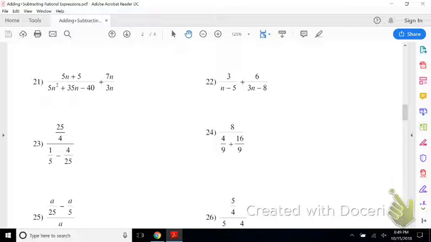Okay, so finally let's look at number 21 here. So again, we're adding and subtracting fractions. We got to go find that least common denominator. But remember, you have to factor out the denominators in order to find it. So the first denominator here, I can common factor out of 5, which leaves me with n squared plus 7n minus 8. And then what's inside is a simple trinomial.